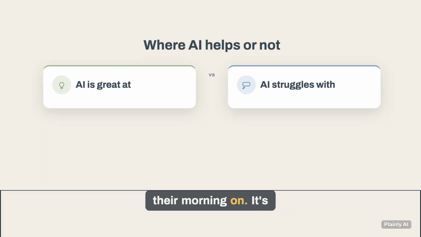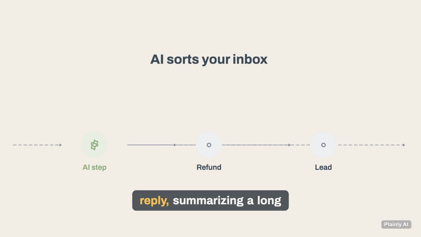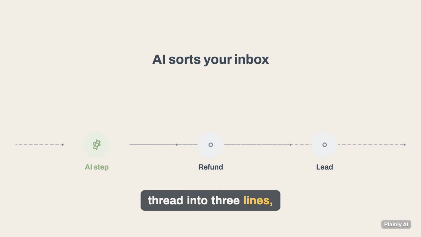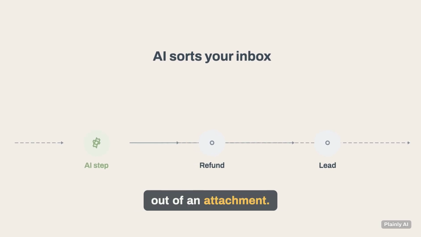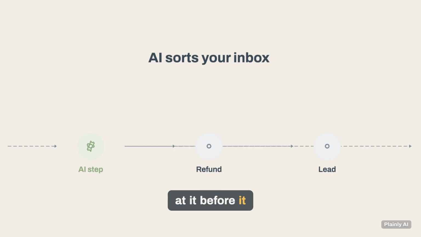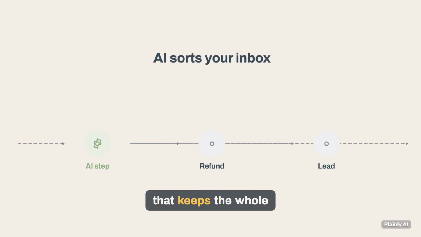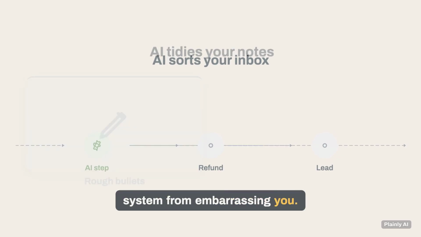It's also good at drafting, turning a few bullet points into a first draft reply, summarizing a long thread into 3 lines, pulling the key details out of an attachment. Notice the word draft. A human still glances at it before it goes out. That review step is not a weakness. It's the thing that keeps the whole system from embarrassing you.